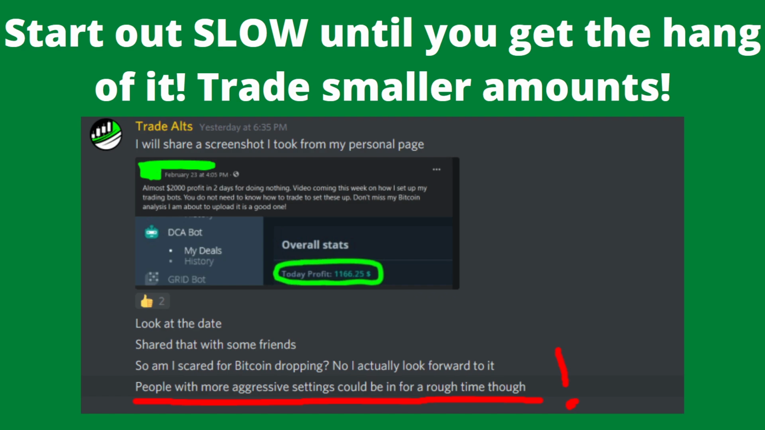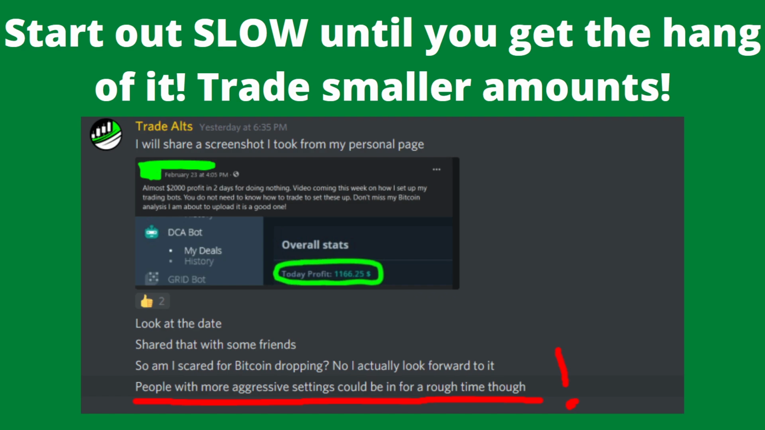This was yesterday that I shared this in Discord, before Bitcoin had any of this down move that we saw, and there's a reason why I shared it. The actual screenshot that I'm sharing in Discord was from February 23rd. If you go back to February 23rd, you can see what happened in the market. That was one of the days where Bitcoin was at the lows. It had a really big down move and everybody was panicking. But somebody asked me in Discord, what happened to your trading bots on those days where Bitcoin dropped? How did your trading bots do?